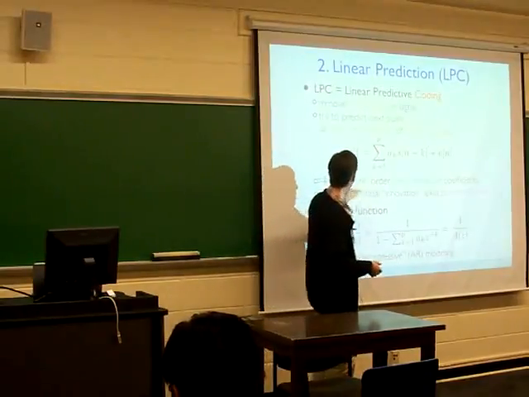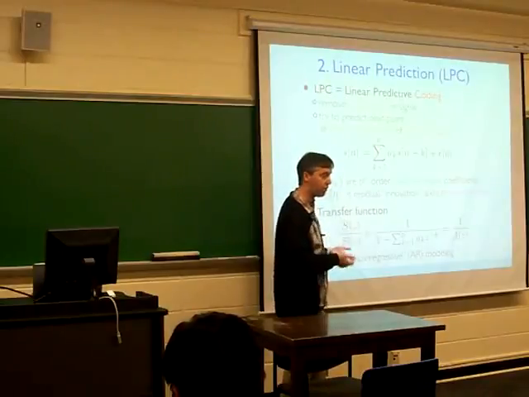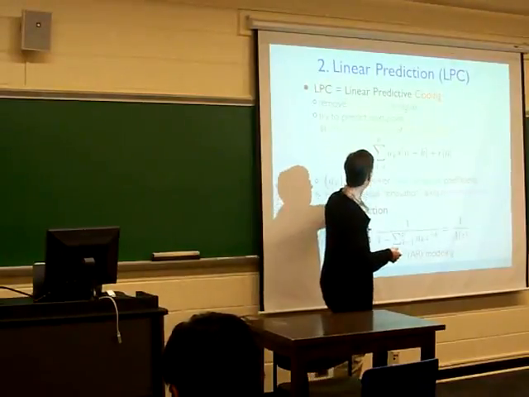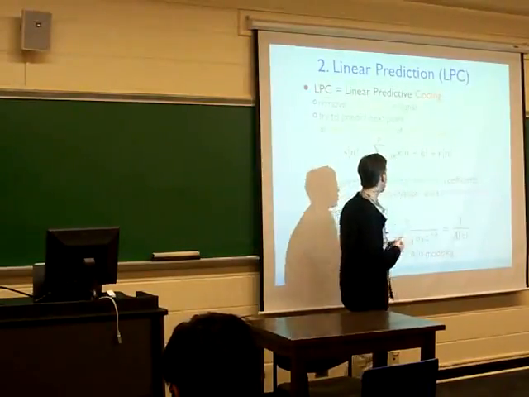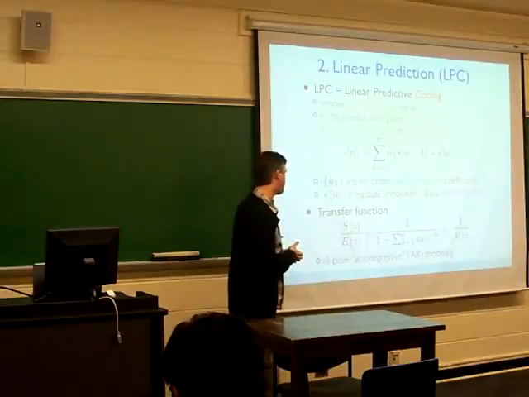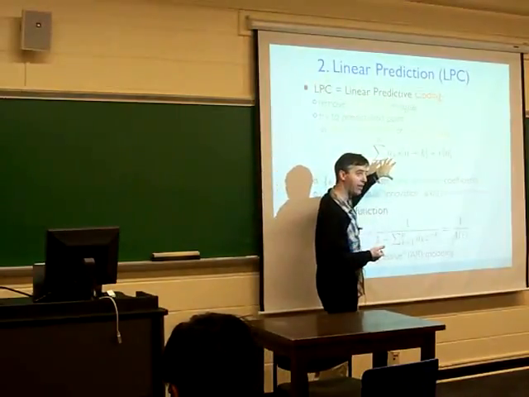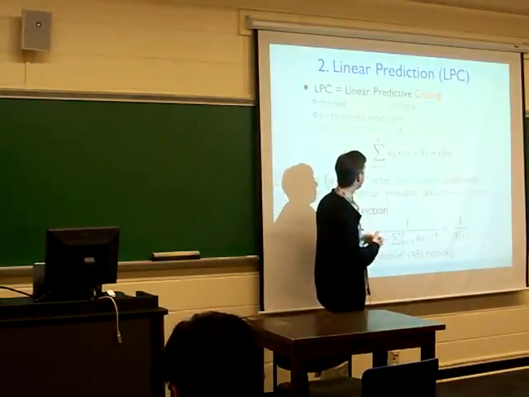So these a_k are the linear predictor coefficients, which would be sent once every block or maybe once for a whole signal. And e[n] is the residual, the difference between what the fixed predictor gives you and what the actual original signal really was. So that perspective makes the name linear prediction seem very natural, because that's exactly what we're doing.